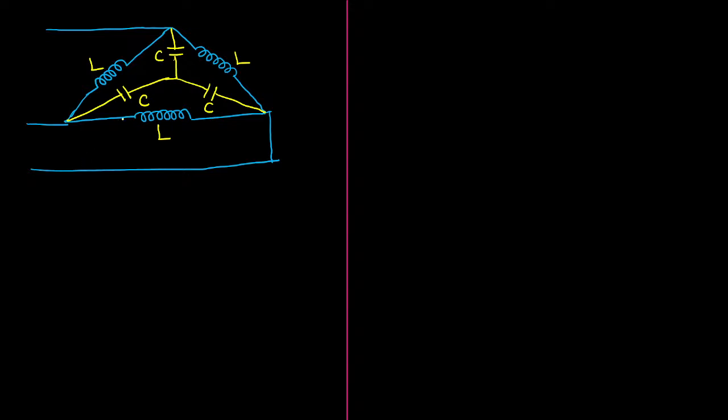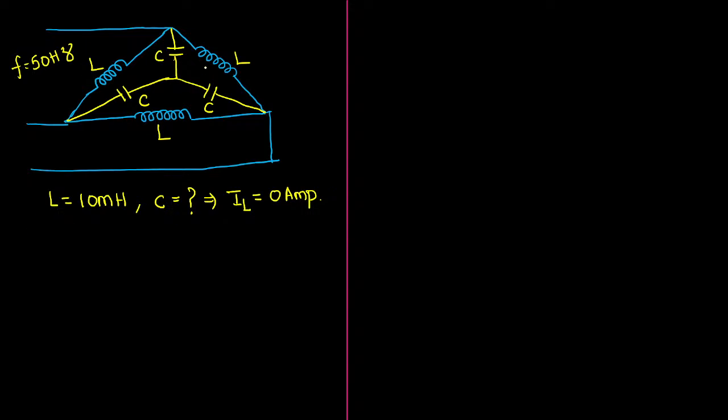Let me read the question. In the balanced three-phase system, having a frequency of 50 Hz, circuit shown below, the value of the inductance L is equal to 10 millihenry. Find the value of the capacitor C for which all the line currents of the above system approach 0 ampere. That is the given data.